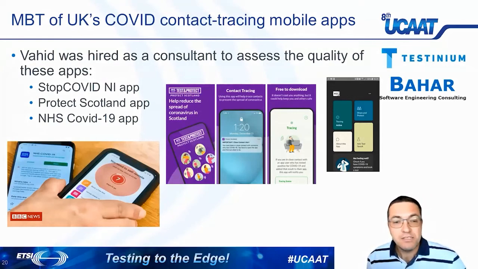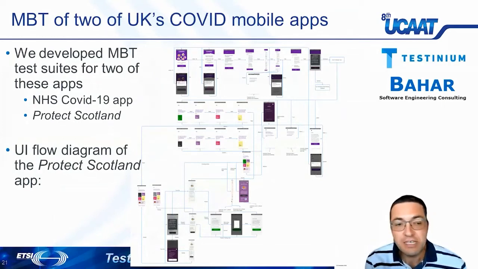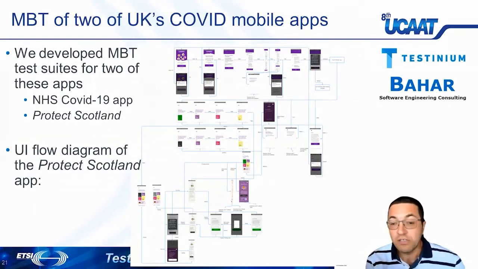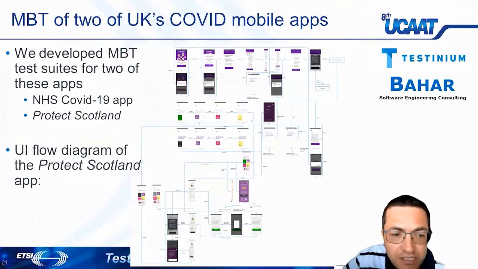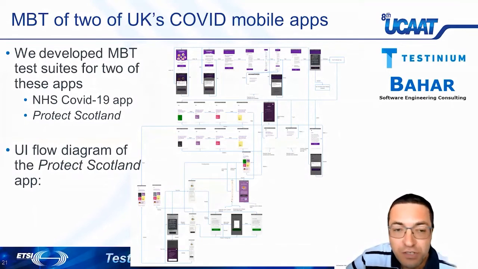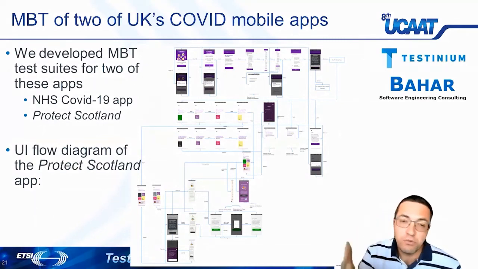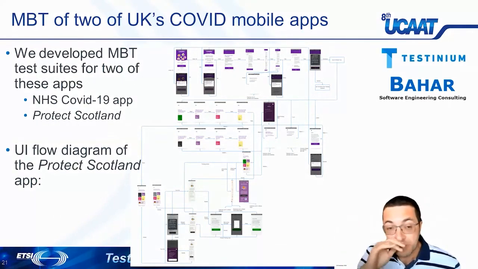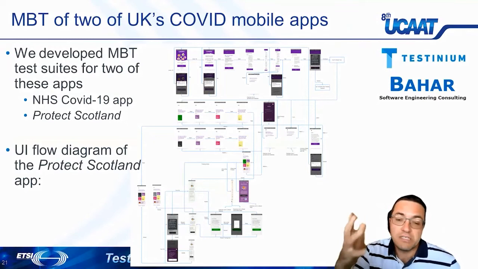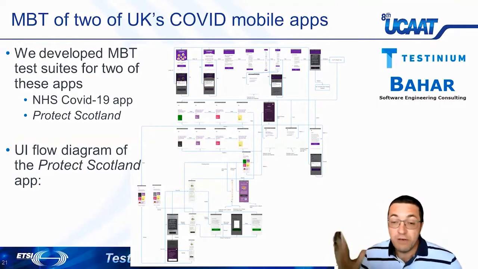So let's see what's going on here. We developed MBT test suites for 2 of these apps: the NHS, the National Health Service in England, and the Scottish app. This is a UI flow diagram of the Scottish COVID contact tracing app. This is the login screen. Then you register yourself and say you are over 18 years old. And then, God forbid, if you are COVID positive, you go to the screen and say, I'm COVID positive, and it will notify the people you have been in close contact with, and they will be sent an SMS.